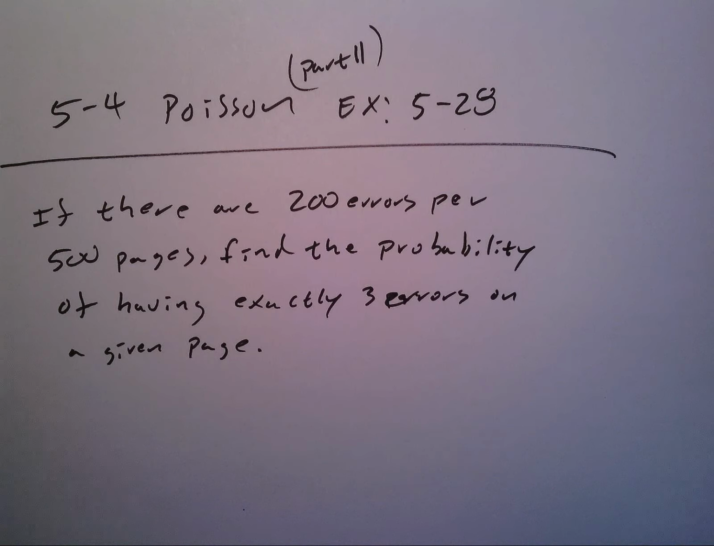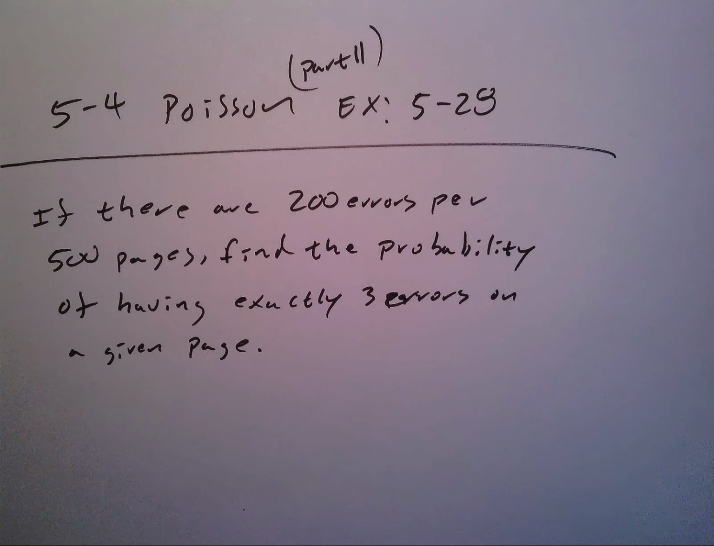Now, if there are 200 errors per 500 pages, find the probability of having exactly, yes, just like the binomial, you're going to have to worry about at least, at most, etc. Refer back to the binomial on how to set those up. Exactly 3 errors on a given page.